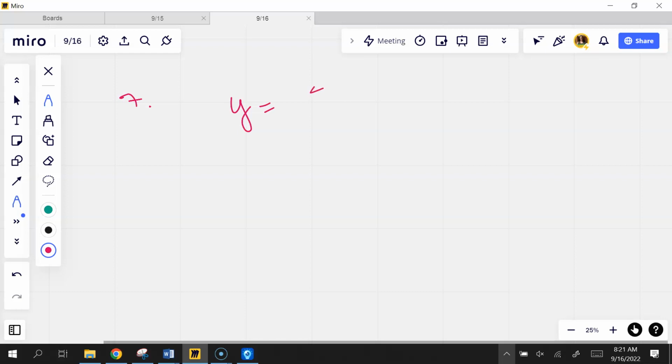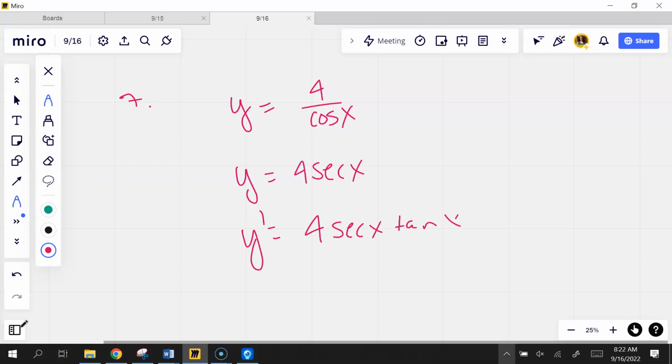Y equals 4 over cosine x. What's 1 over cosine x? Secant x. So this is really the same thing as 4 secant x. And so now I can use my little green sheet. What's the derivative of secant x? Secant x, tangent x. So the derivative here would be 4 secant x tangent x. That's it.